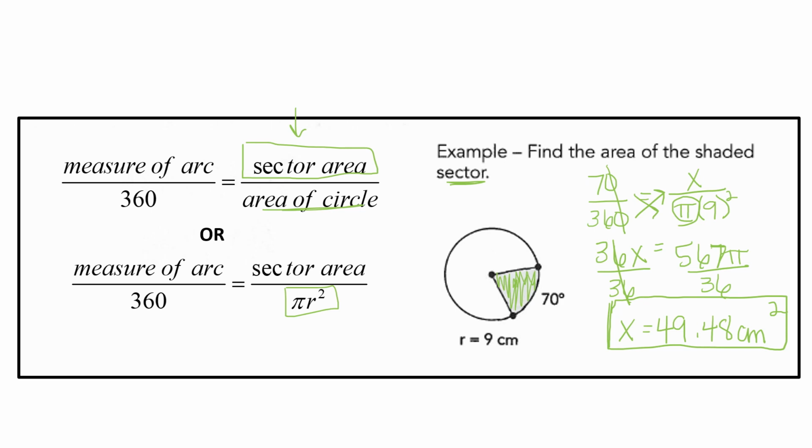Again, a lot of this is just using your two formulas, knowing which one you're using. Am I using it to find the arc length, or am I using it to find the sector area? Plugging it in and then cross multiplying.